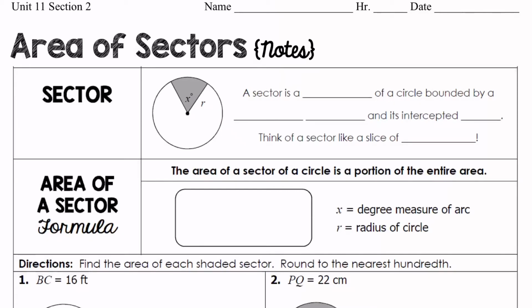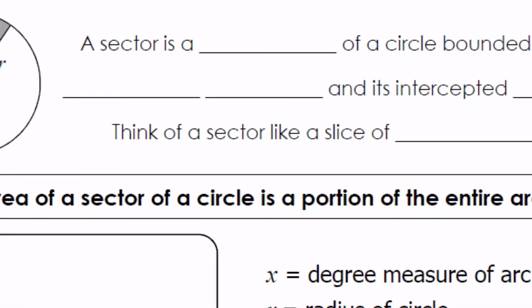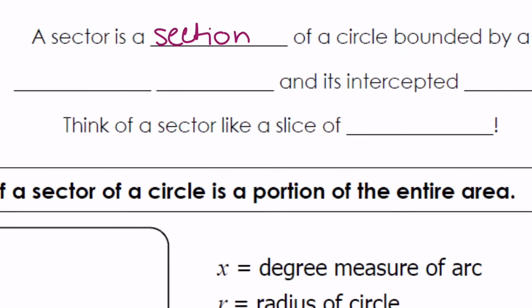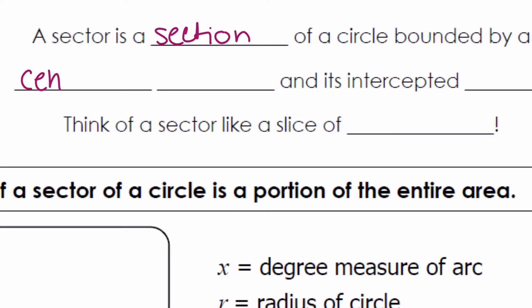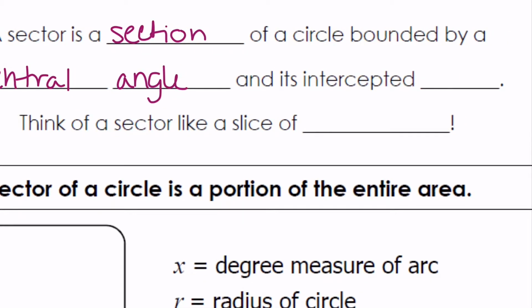The next section of Chapter 11, Section 2, is what we're going to be dealing with, the area of sectors. A sector is a section of a circle bounded by a central angle and its intercepted arc. Those are some words we haven't really heard yet. The way I like to think about it is like a slice of pizza.